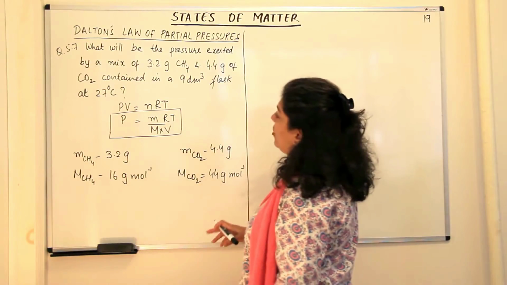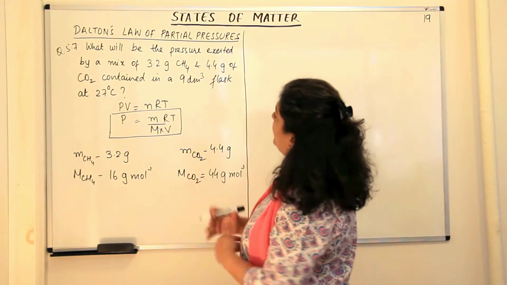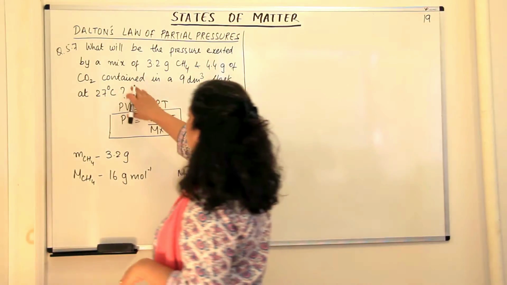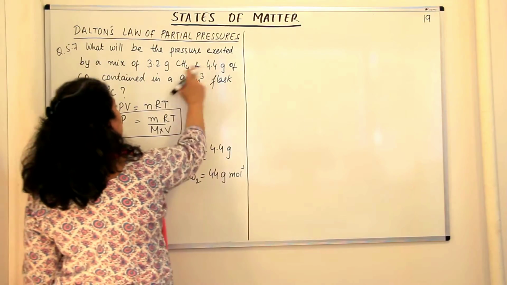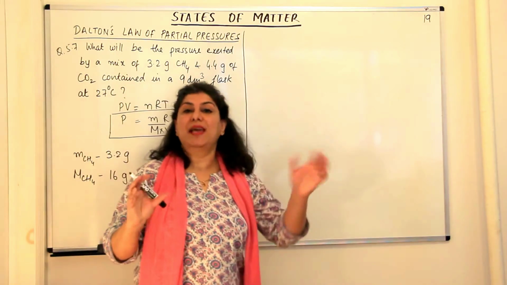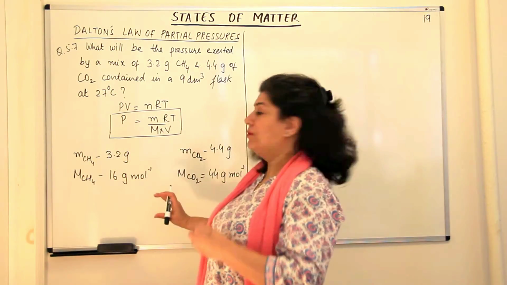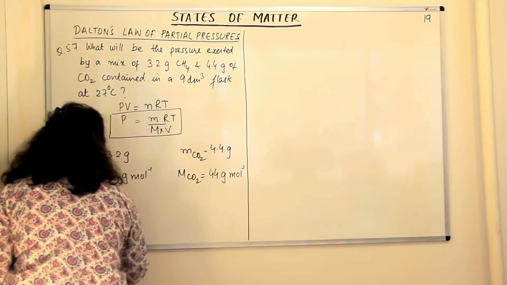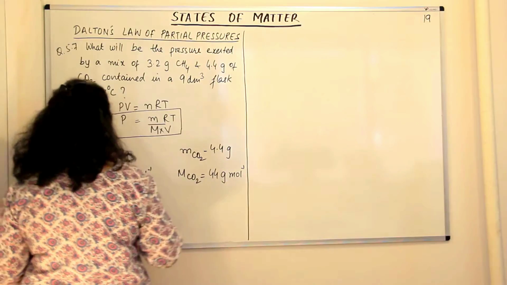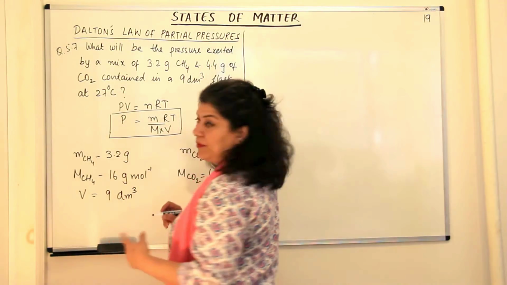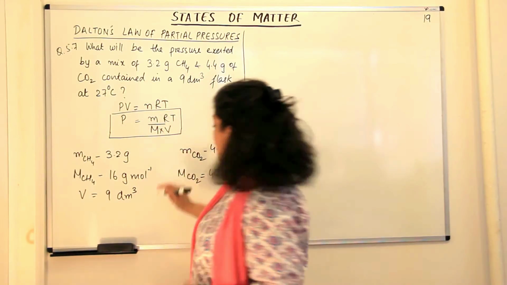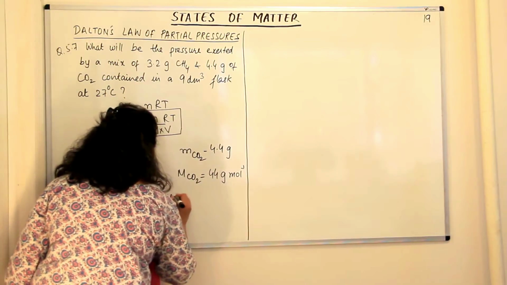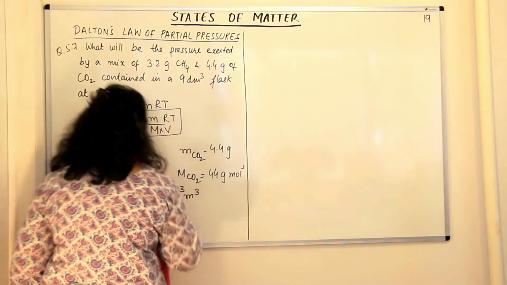Right? Now what else are we given in the question? You have 3.2 grams of methane and 4.4 grams of carbon dioxide, which are contained in a 9 decimeter cube flask. The volume is the same, so we will not write volume of methane and volume of carbon dioxide. V is just V, and the volume is 9 decimeter cube. But in order to use it with the gas constant R, I would like to turn it into meter cube. So it would be equal to 9 into 10 to the power minus 3 meter cube.